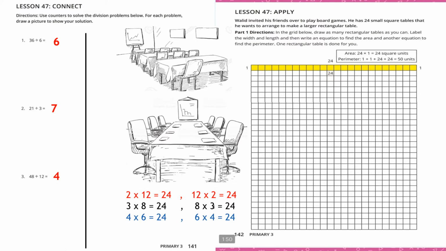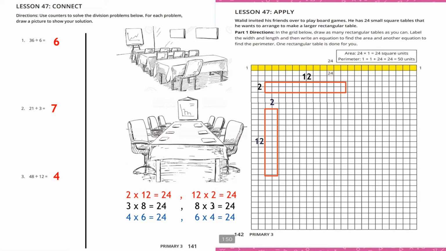Let's draw them. The first equation, 2 times 12 and 12 times 2. Like this. We will put 2 as rows and 12 as columns. And here we will switch them. We will make 12 as rows and 2 as columns. Okay? All of them, the area will be 24. 2 times 12 and 12 times 2 equals 24.